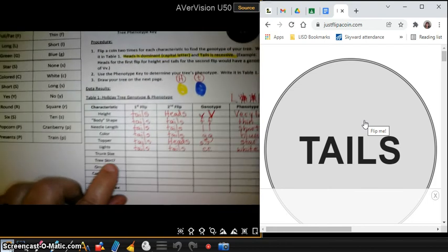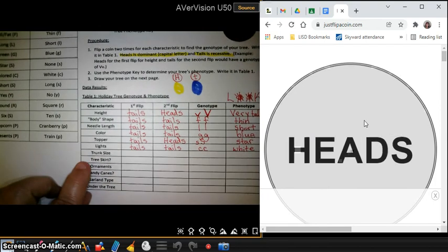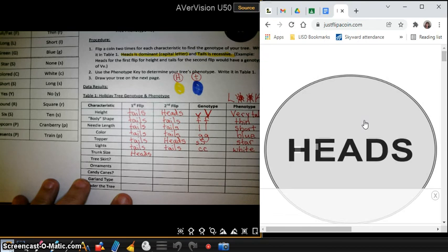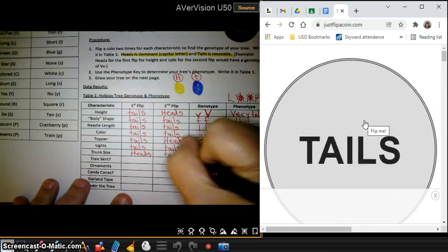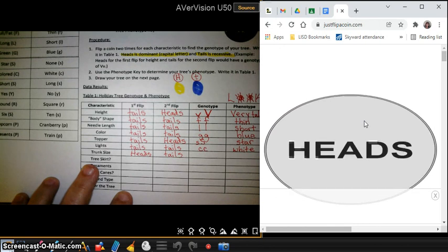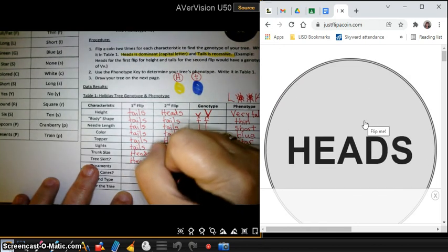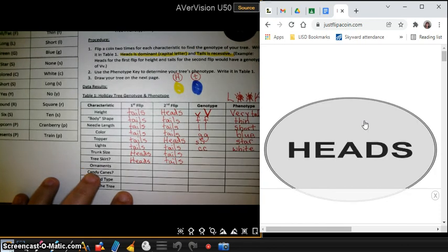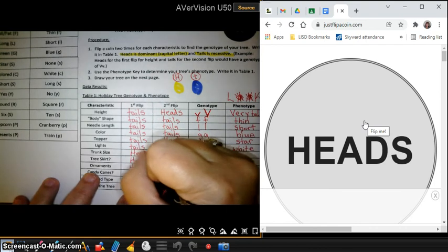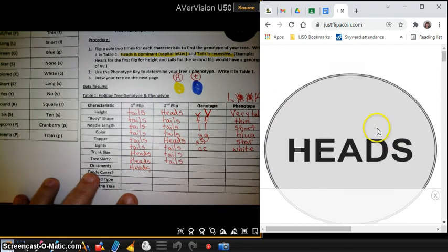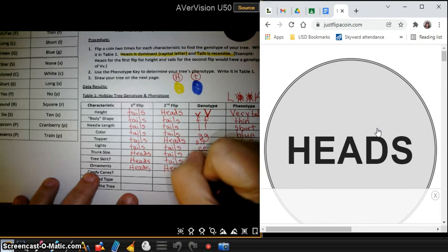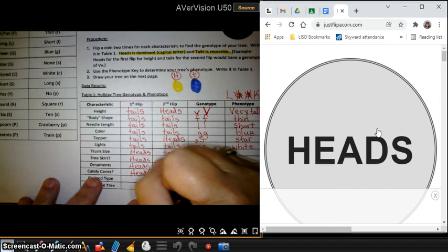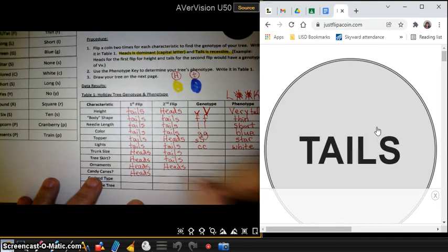Now, the rest of these, I'm just going to do the flip. You're going to do the genotype and the phenotype. So, for trunk size, we get heads and tails. For having a tree skirt or not, heads and tails. For round ornaments or square ornaments, heads, heads. Six candy canes or 10, heads. I'm sorry, yeah, or 10. Tails.